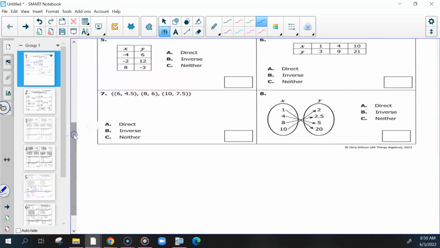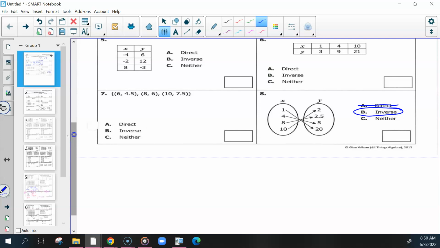Number 8, this is asking if this is direct, inverse, or neither. The arrows, the mapping, means that this one goes with 20. So direct, they have to divide, the k's have to be the same. So 20 divided by 1 is 20. 5 divided by 4 is not 20, so it's not direct. Inverse, they would have to multiply. 1 times 20 is 20, 4 times 5 is 20, 8 times 2.5, I'm assuming, is 20, and 10 times 2 is 20, so it's inverse. If that also did not work, it would be neither. So you're multiplying each set of numbers together.